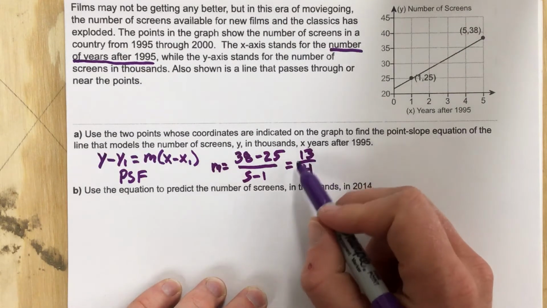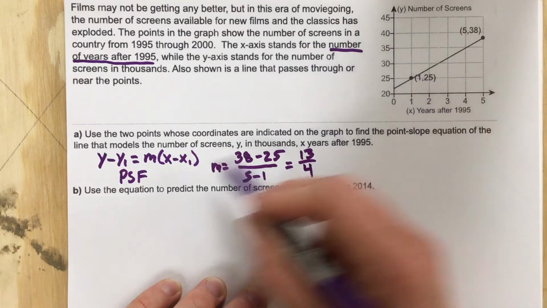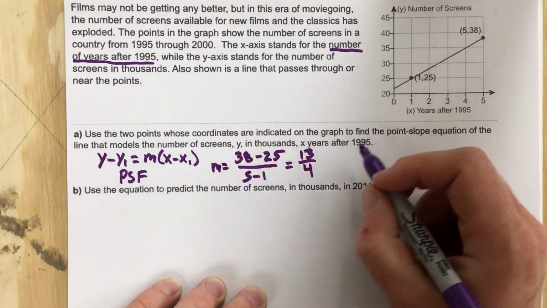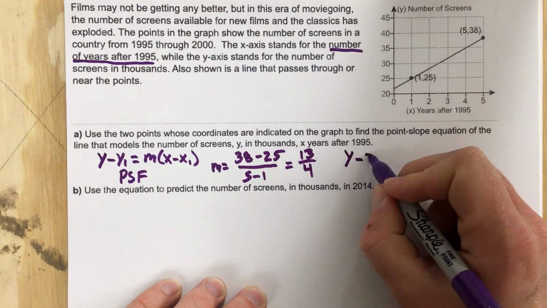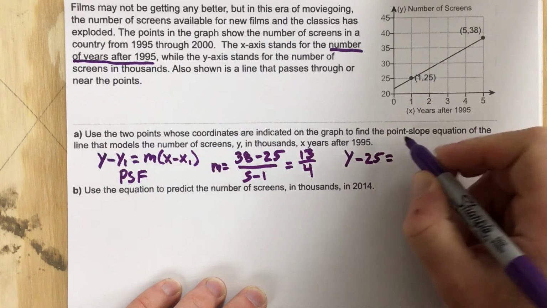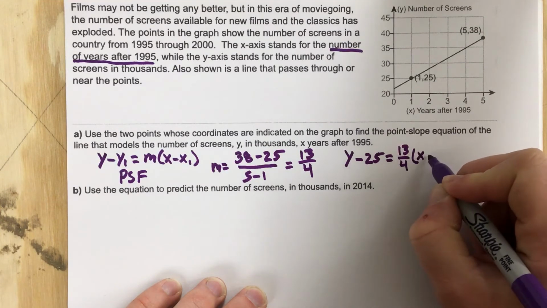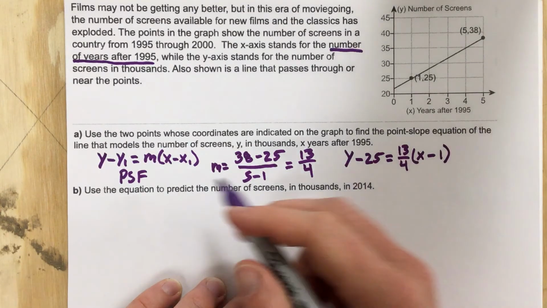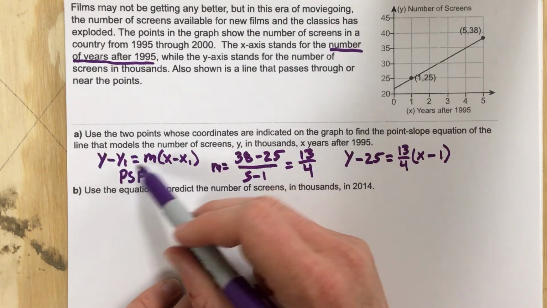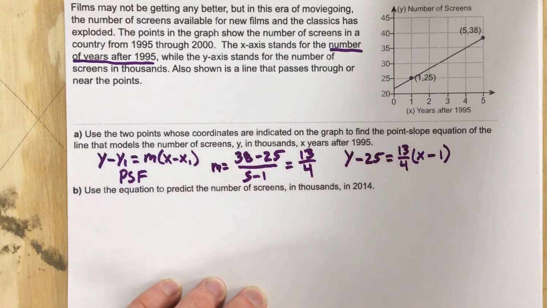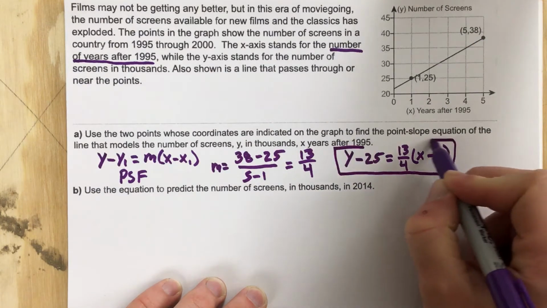I'm going to now take 13 over 4, and I'm going to use 1 comma 25, that coordinate, to write the point-slope form equation. And I get y minus 25 equals 13 over 4 times x minus 1. Now remember, when you use point-slope form, you always want to plug in for x1 and y1, right? Leave x and y alone. This is the solution for part A.